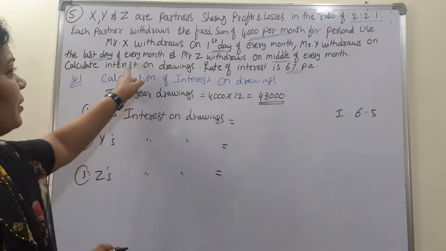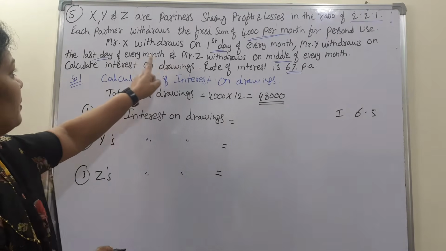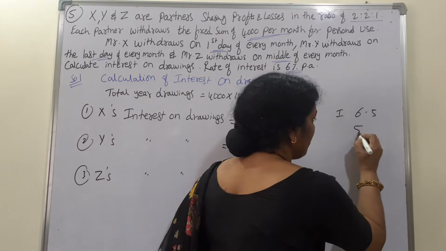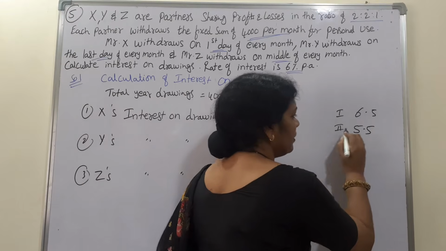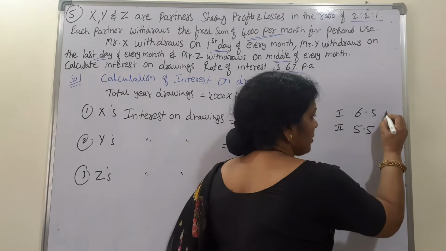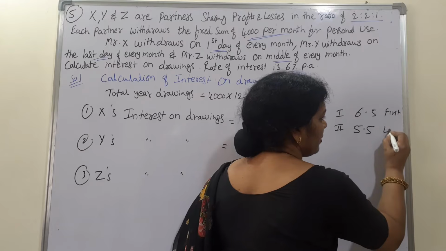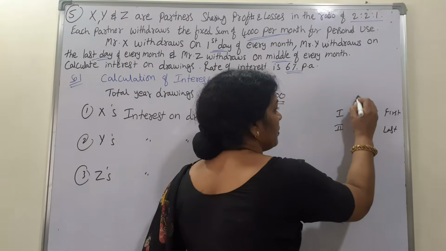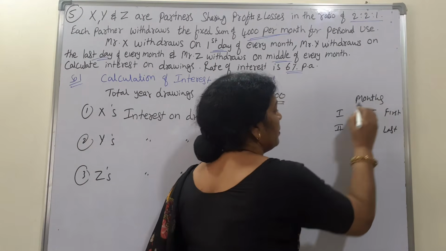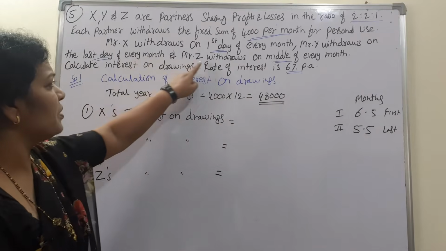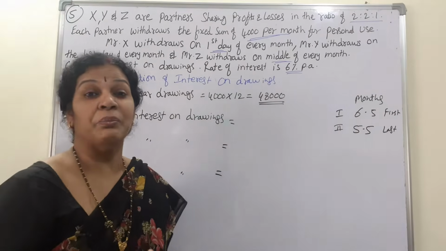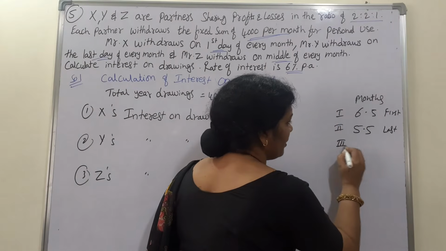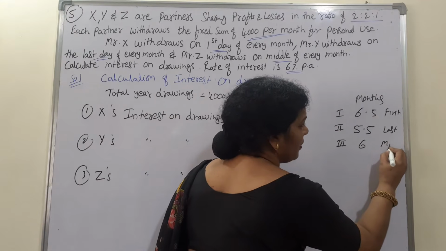Another one is that Y withdraws on the last day of every month. If you calculate, it will come to 5.5 months. This is the second case: the first day gives 6.5, and the last day gives 5.5 months. And the next one, Z withdraws in the middle of every month. That will be exactly 6 months. For Z, the third case, it is 6 months, the middle.